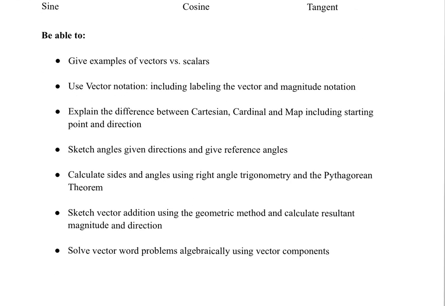The next part is being able to give examples. This is also in your handout. You need to know the difference between vectors and scalars. You need to know your notation so that you can recognize it. You did this on a quiz: Cartesian, cardinal, and map directions. You should be able to sketch angles and know how to calculate reference angles. Calculate your sides and angles from SOHCAHTOA, right angle trigonometry. Your vector addition, which is what we just did on this last one, and vector word problems. All right? What happens in the next few pages are examples of all those things.